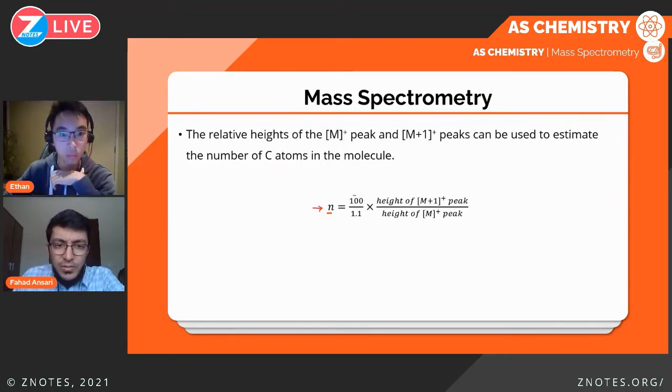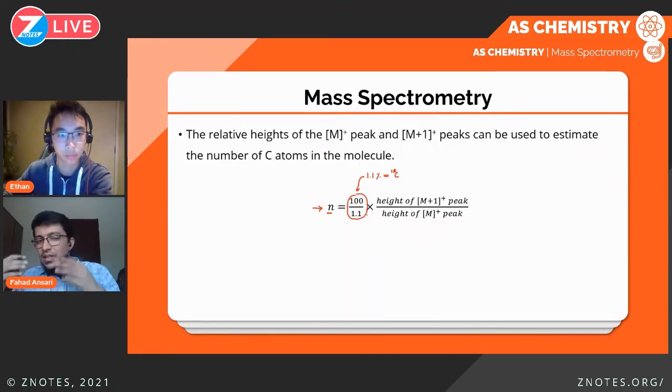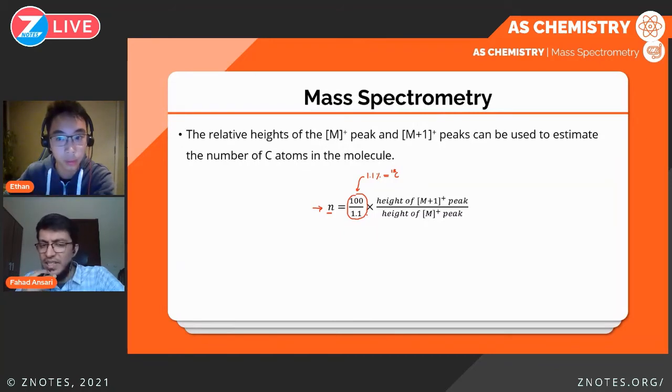Now this 100 over 1.1, I'm not going to go into the details of where this came from. The proof is rooted in more complex statistics than I bother to go into. Just remember that 1.1% of all carbon atoms are carbon-13 atoms. That's the rough, incomplete logic for why we have 100 over 1.1 here, but you're not really going to be asked about this logic. You just need to remember this formula and know how to apply it. Here's a small example of how we could do this.